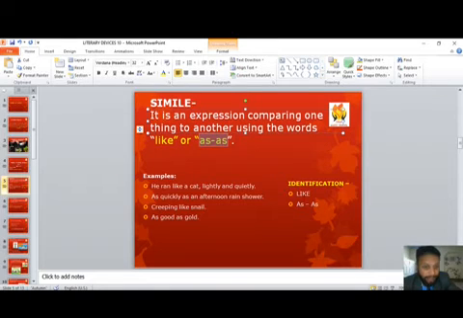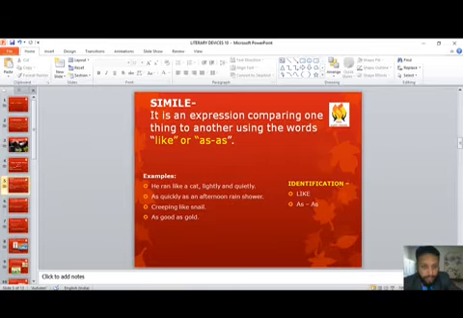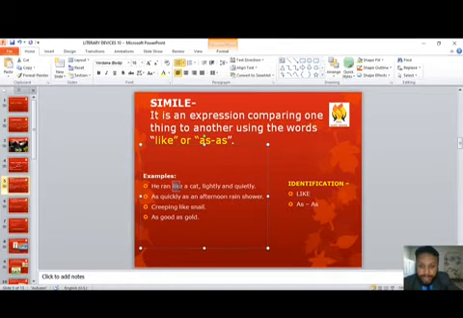So the identification of simile is that when you find the word like or as dash as, there definitely the poet or the author has used simile. Look at the examples. He ran like a cat, lightly and quietly. How has the poet compared here the speed, the running? The poet has compared the running of this person with the cat's, lightly and quietly, as quickly as an afternoon rain shower. So, as quickly as.